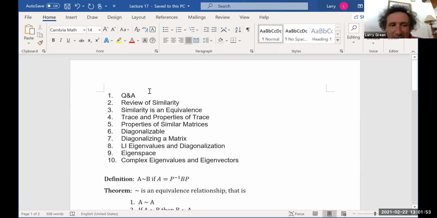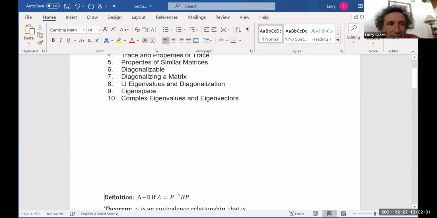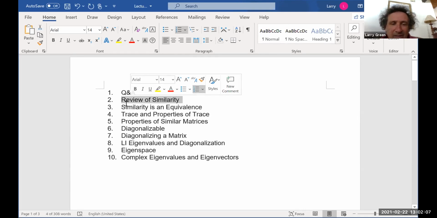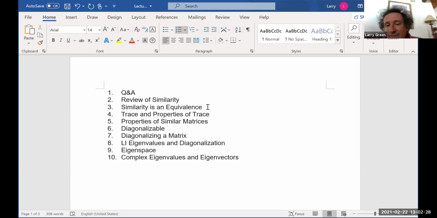Okay, the plan of the day is, as always, I'll start out with any questions you might have. And then after that, we'll get into just a review of what it means for two matrices to be similar to each other. We talked about that last time, but we're going to talk more, so I figured I should do a quick review, and it's easy. And then we'll talk about a theorem that says that similarity is an equivalence relationship. So we've talked about equivalence relationships a few weeks back when we decided that RREF was equivalence also. So I'll talk about similarity being an equivalence relationship.